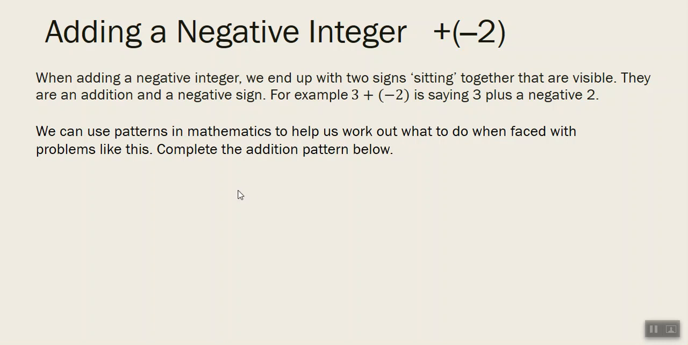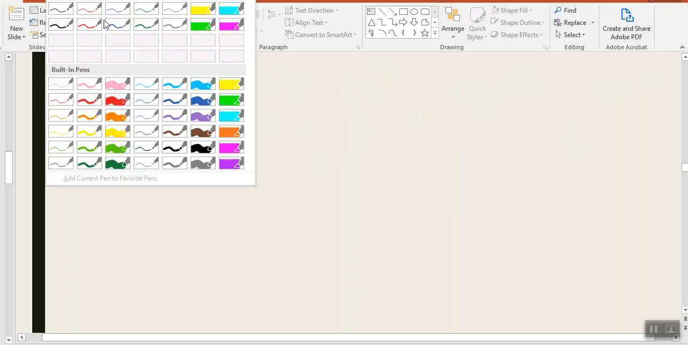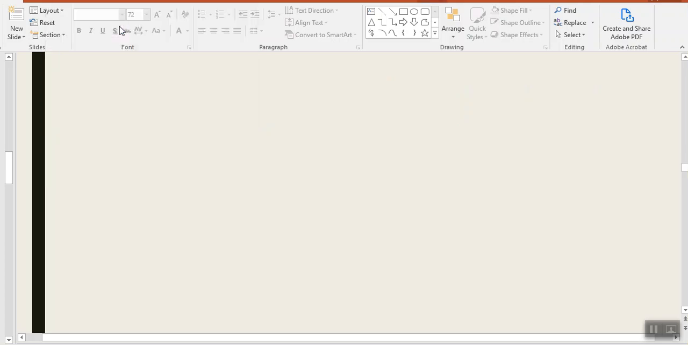Now, we can use patterns in mathematics to help us work out what to do when faced with problems like this. So what do we do when we see a plus and a negative sign sitting together? Complete the additions pattern below. Let's just write down a pattern. We'll do this pattern together to see exactly what we mean by patterns and how we can use them.